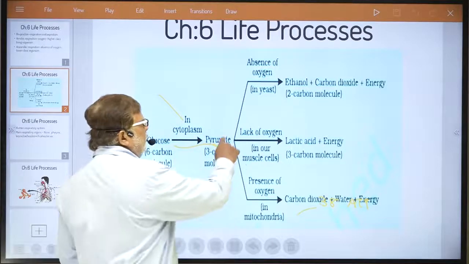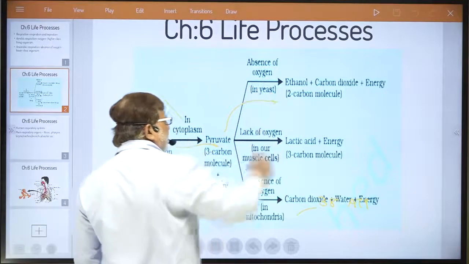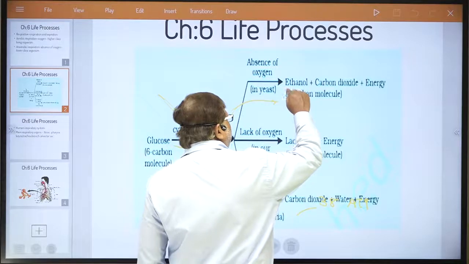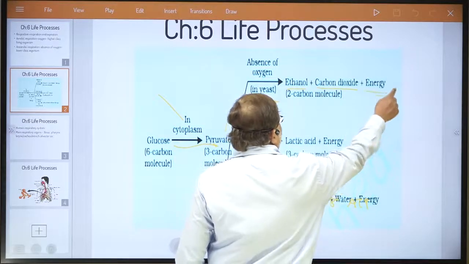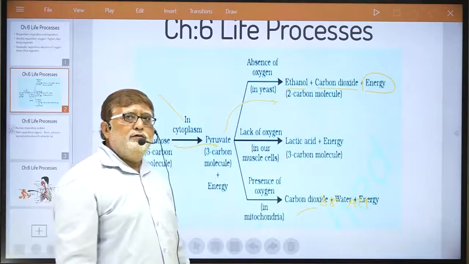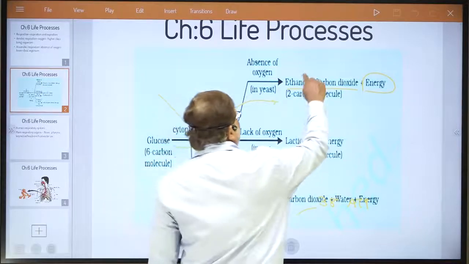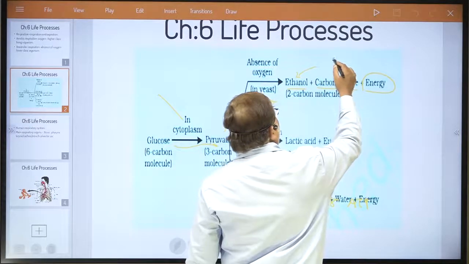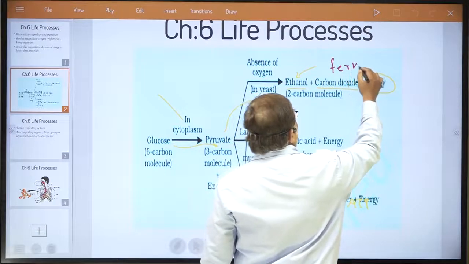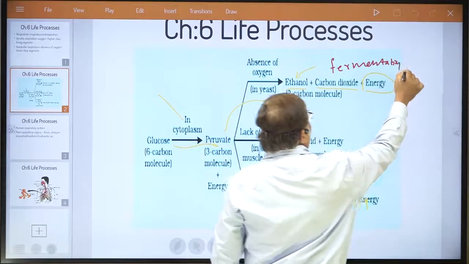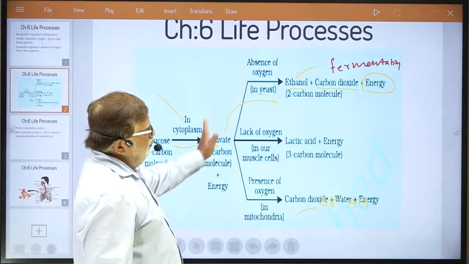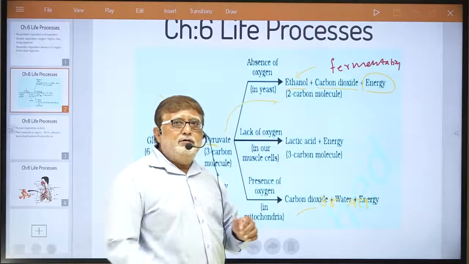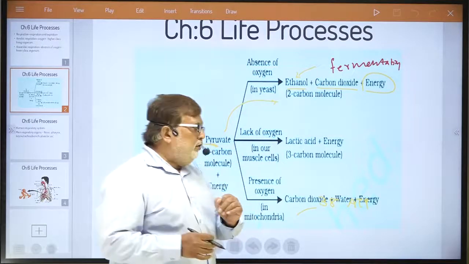After that, this pyruvate, in the absence of oxygen, like in lower class organisms such as yeast, bacteria, fungus, etc., is converted into, you need to remember this, ethanol, carbon dioxide, and releases a lesser amount of energy. Sometimes we also use one particular word for this, which is called fermentation. Remember this word, fermentation. Fermentation is one type of oxidation of glucose taking place in the absence of oxygen, where the products are ethanol, carbon dioxide, and a very negligible amount of energy.